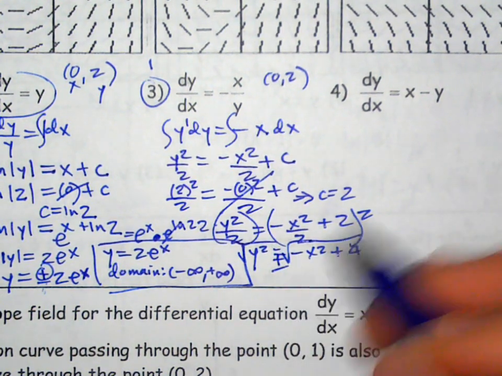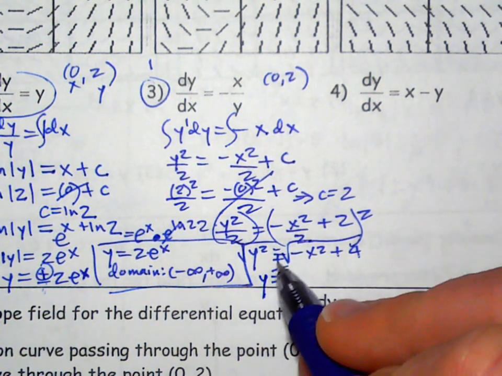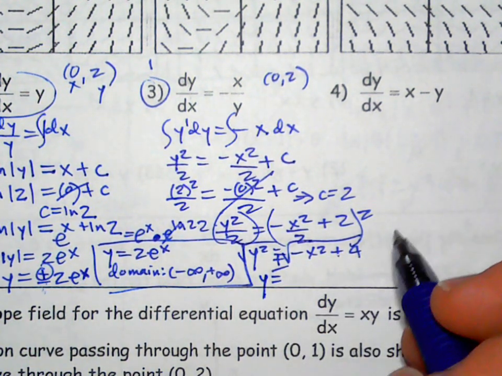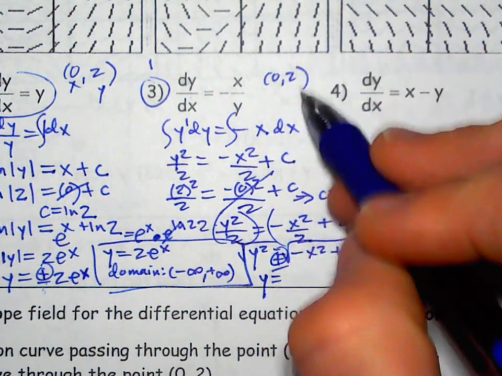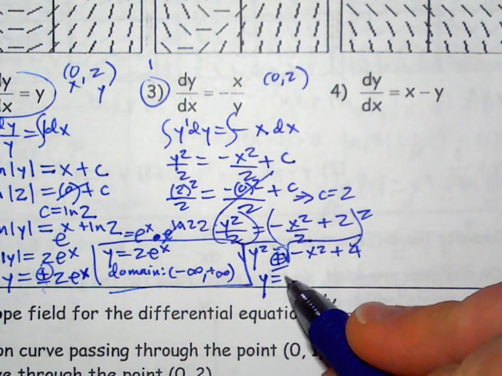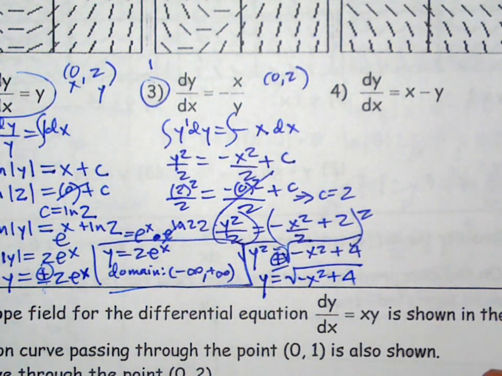Don't not do that. Hopefully by now I'm picky. I'll probably take off points in your work if you don't show me that, because I'll just assume you got lucky if it's positive. Now this time when you plug 0 in, it should give you positive 2. So we're going to go with the positive. So this is our solution to the differential equation, but we also need to make sure we include the domain.